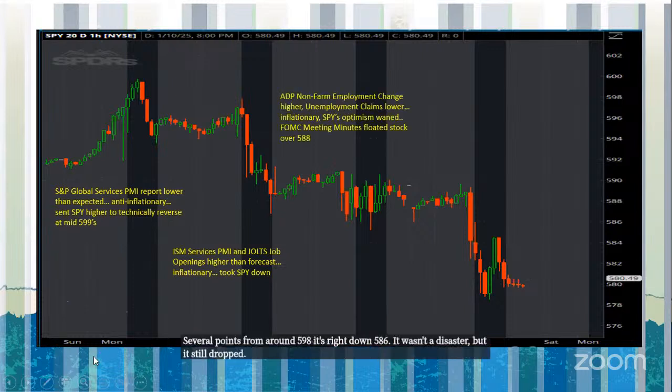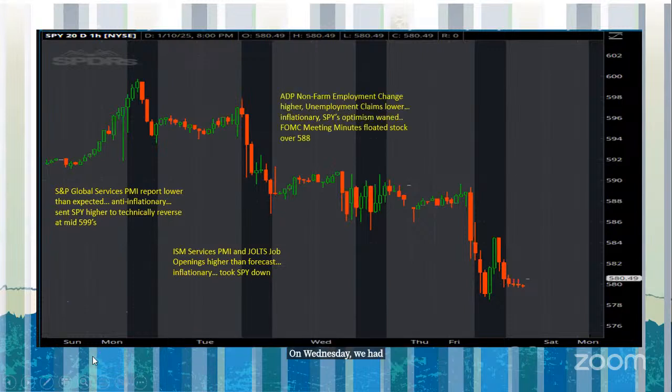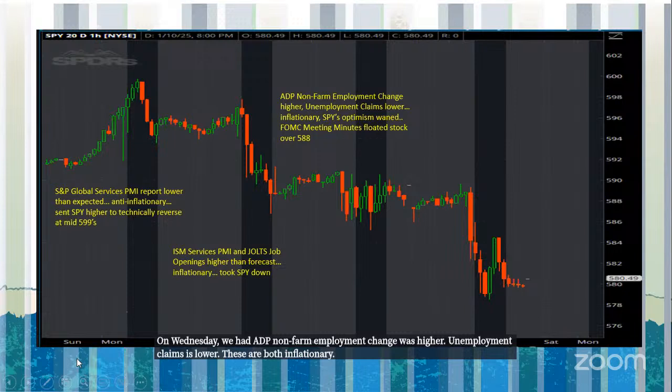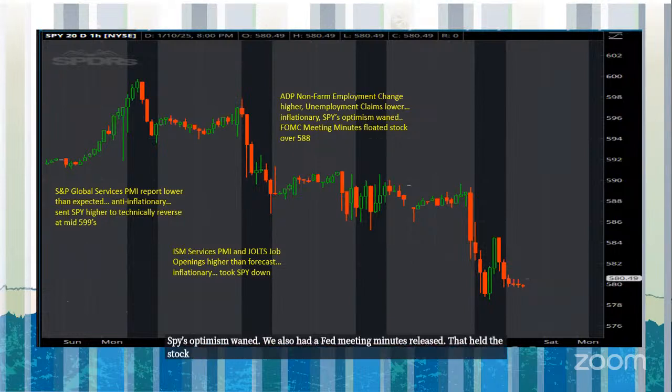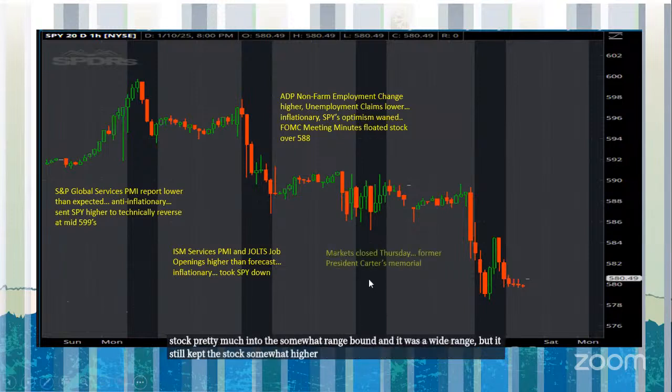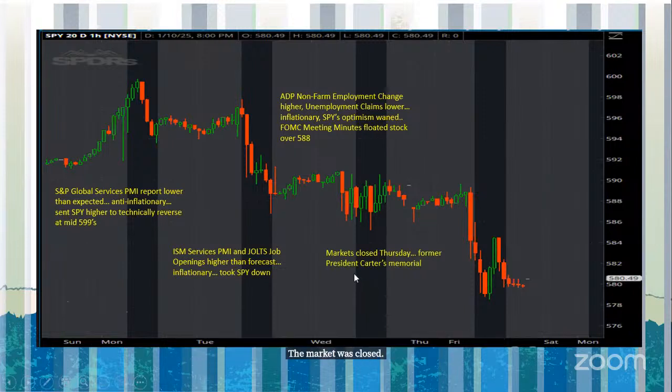On Wednesday, we had ADP non-farm employment change was higher. Unemployment claims were lower. These are both inflationary. SPY's optimism waned. We also had the Fed meeting minutes released. That held the stock somewhat range bound. It was a wide range, but it still kept the stock somewhat higher on Wednesday. Thursday, of course, the market was closed for former President Carter's memorial.